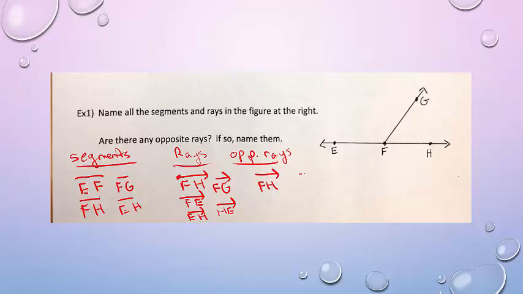For the opposite rays, there are only two of them, FH and FE. So if we look here, ray FH is this ray right here. And ray FE is this ray. So together, they make a straight line. So we would say they are opposite rays.